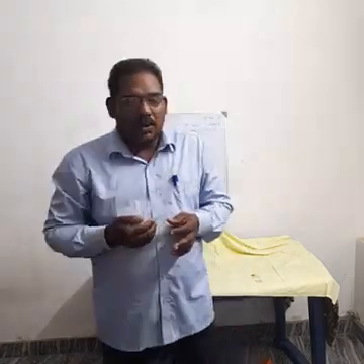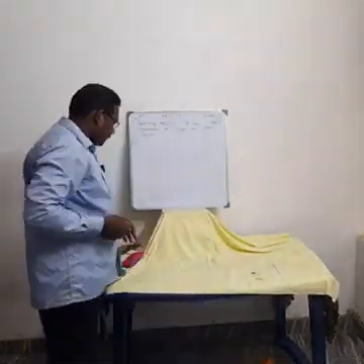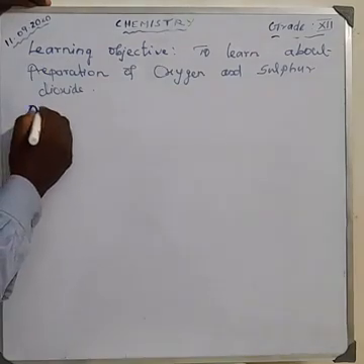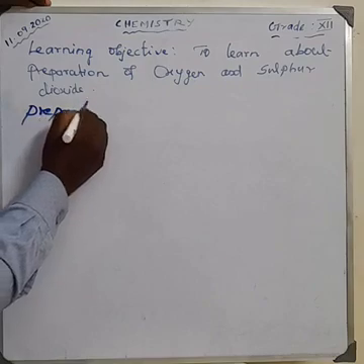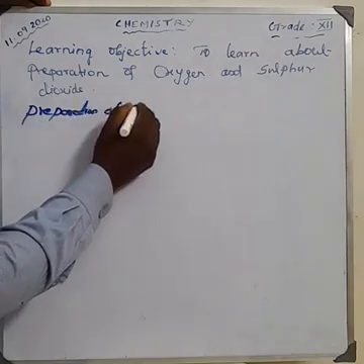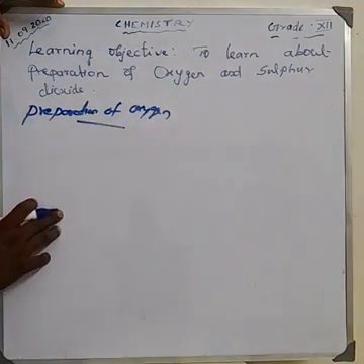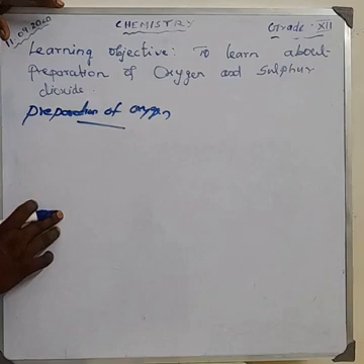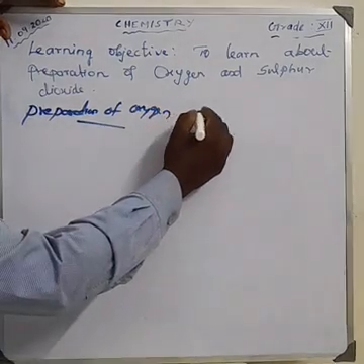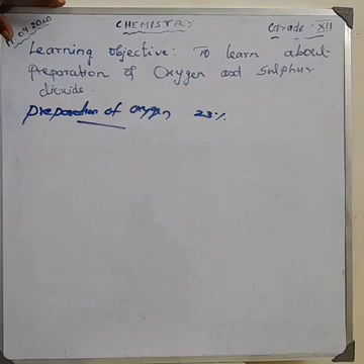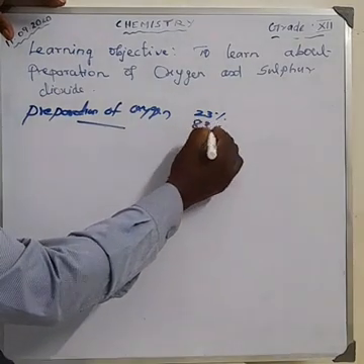Okay, let us discuss oxygen. Please all of you take your notes. Preparation of oxygen. The atmosphere and water contain 23% and 83% oxygen by mass. The atmosphere contains about 23% oxygen, and water contains about 83% oxygen.